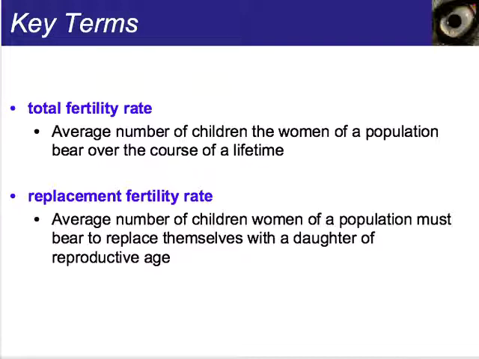Replacement fertility rate is the average number of children women of a population must bear to replace themselves with a daughter of reproductive age. In some cultures, men are thought to be more valued than women. For example, back in the day when I was born, the Chinese culture felt that men were better than women, and so families would give daughters up for adoption, but keep their male offspring. Unfortunately, now China has a huge problem because there are not enough women to reproduce and replace their population.